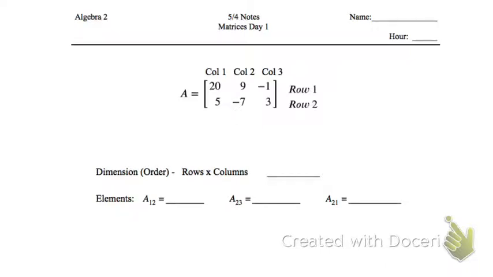Okay, Algebra 2. This should be Monday the 4th. And this week we're going to look at something called a matrice. And a matrice is just a fancy way to organize data. Okay, if I can spell this right. Just a fancy way to organize your data.